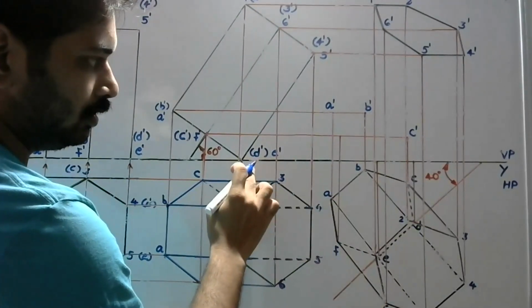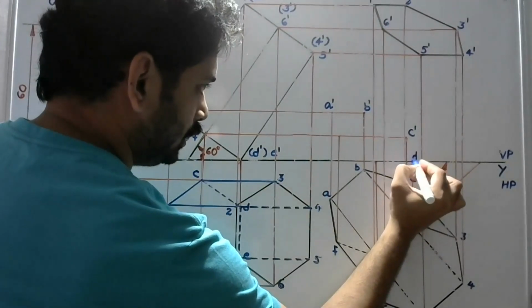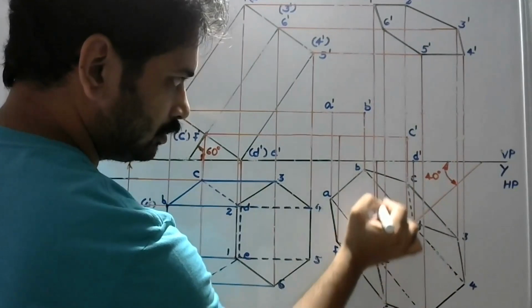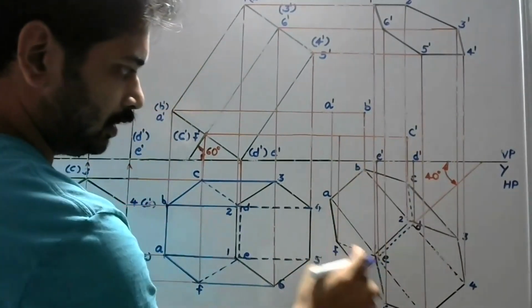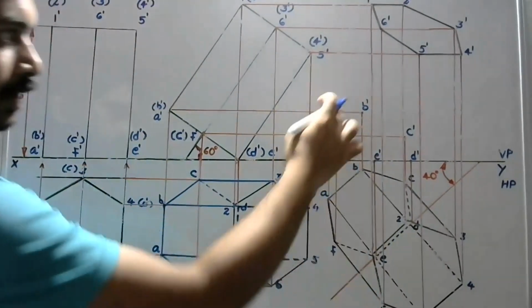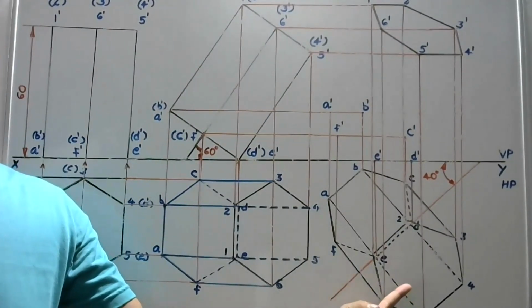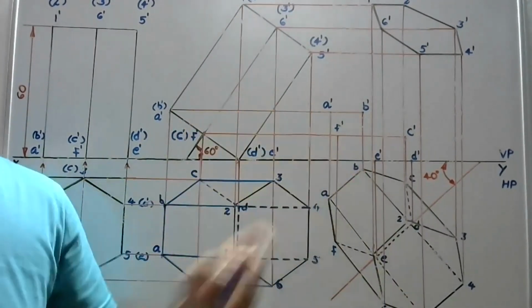D is on horizontal plane, that is on XY line itself. So this point is D dash. Next, E dash. This point is E dash. F dash. So we got the 6 base points joining the projections of third top view and second front view.